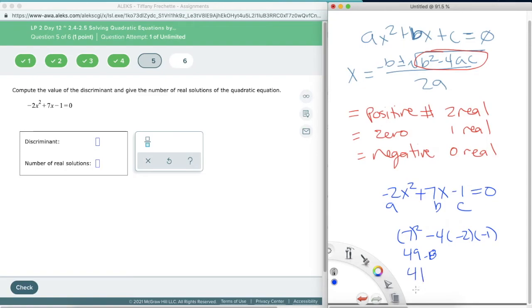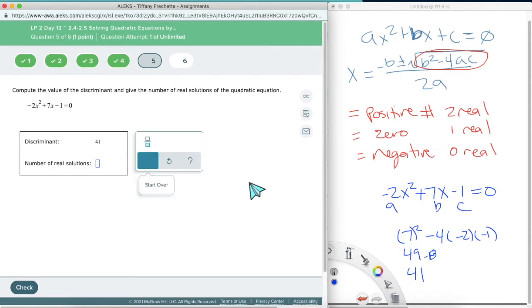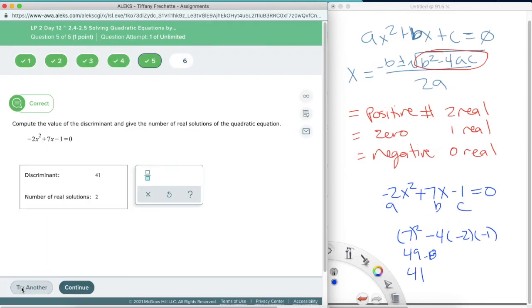So that's a positive number, and I want to type this in, positive 41. And since it's a positive number, I'm going to have 2 real solutions like that. I can click check. So there's just a very quick way to see how many solutions. No matter what, I actually know I'm always going to have 2 solutions to this, but if it was a negative number, they just wouldn't be real solutions.